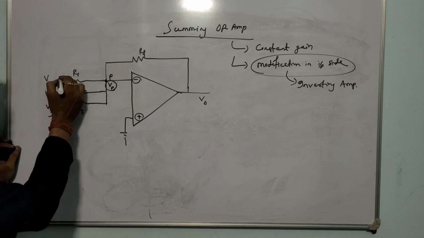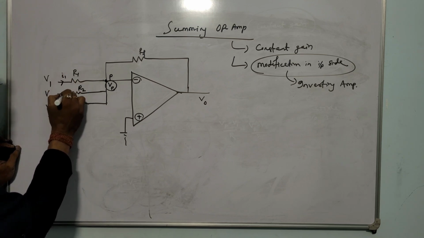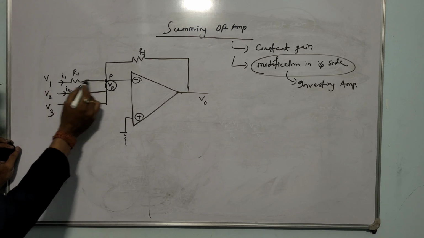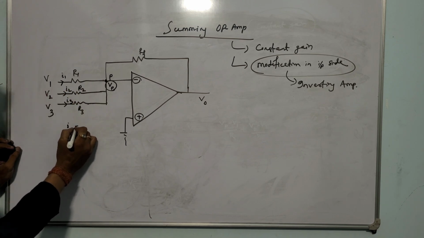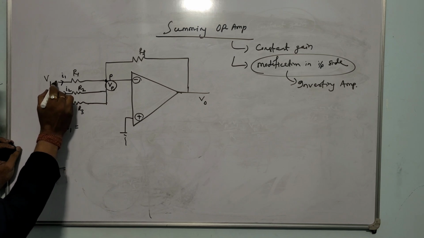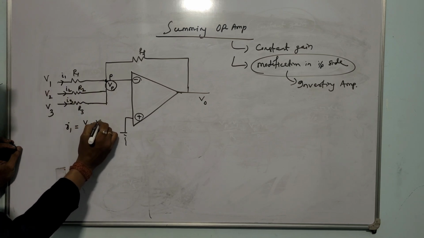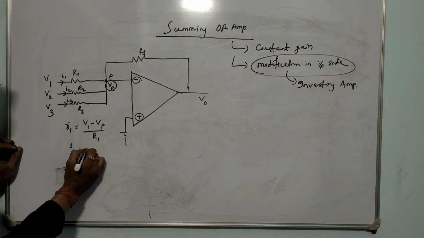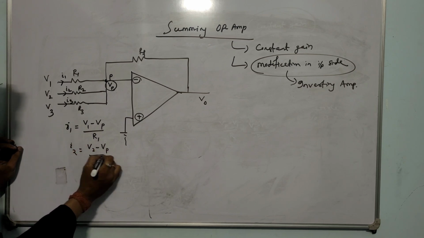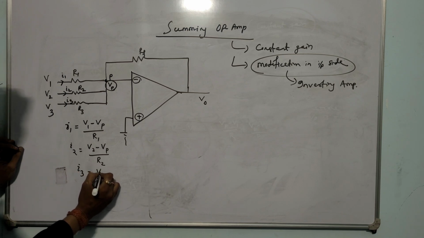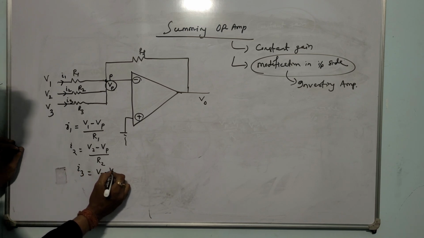Clear? Okay. Let input current is I1, I2 and I3 respectively. As per the Ohm's law, tell me what is I1? Current is change in voltage upon resistance. What is change in voltage? V1 minus Vp मतलब V1 minus Vp upon R1. What is I2? I2 is V2 minus Vp upon R2. What is I3? I3 is V3 minus Vp upon R3. It is clear?